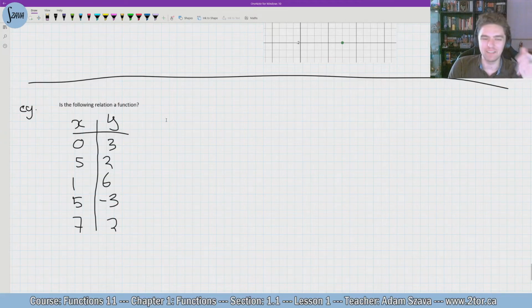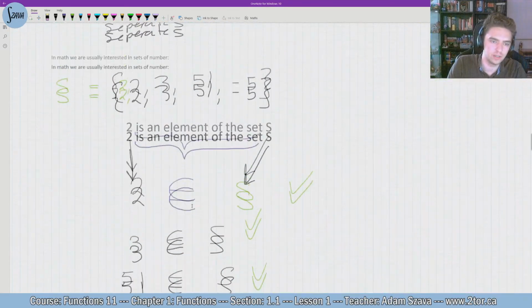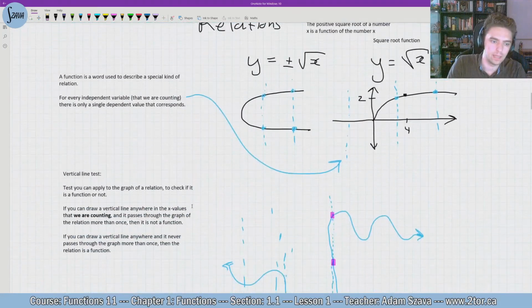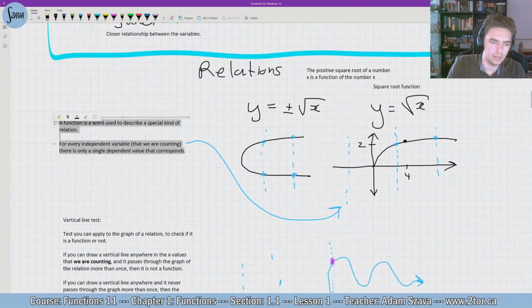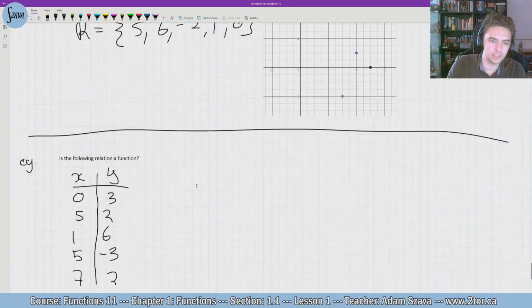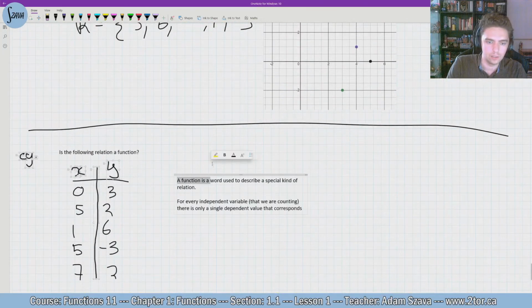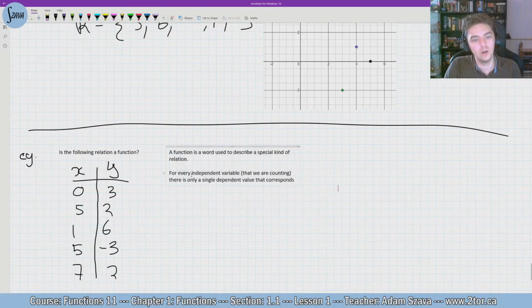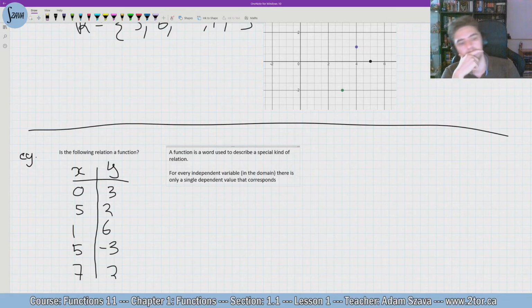You really got to go to the definition of the function to understand this one. What's the definition of a function? Actually, let's update the definition of a function really quickly. A function is a word to use to describe a special kind of relation where for every independent variable in the domain, there is only a single dependent value that corresponds.